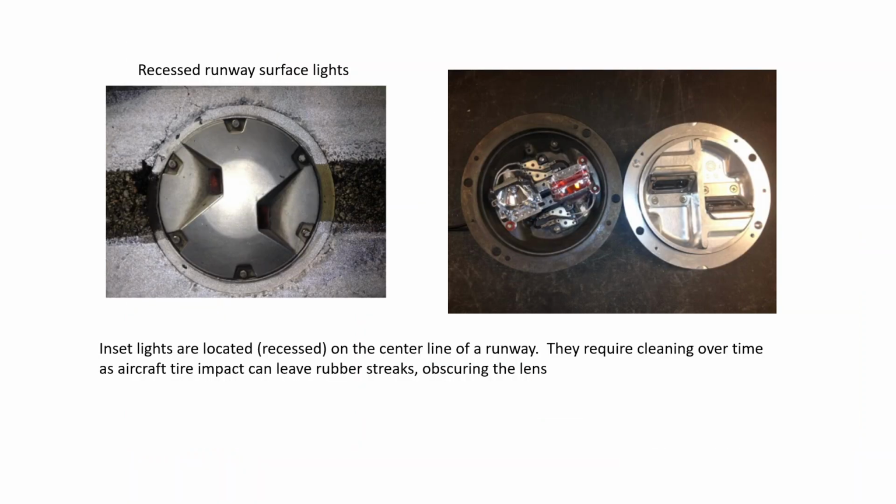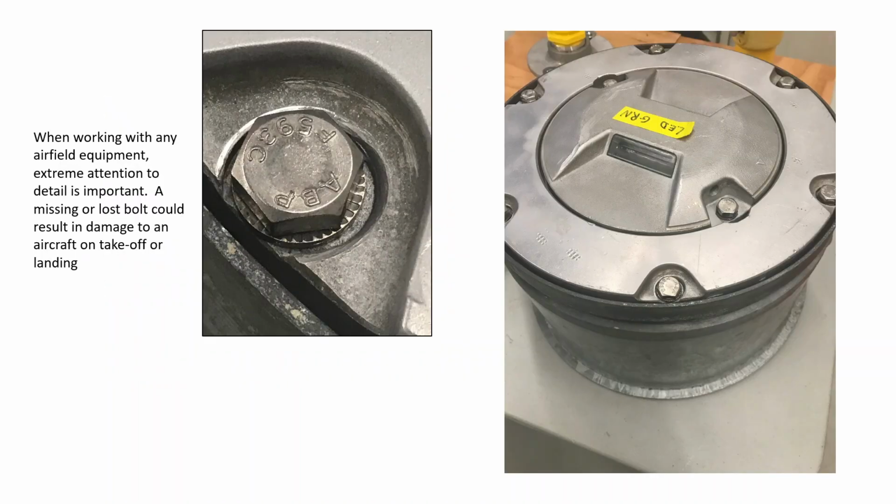There's also recessed runway surface lights. These are recessed or inset into the center line of a runway. They require cleaning over time as aircraft tire impact can leave rubber streaks obscuring the lens. When working with any airfield equipment, extreme attention to detail is important. A missing or lost bolt could result in damage to an aircraft on takeoff or landing.